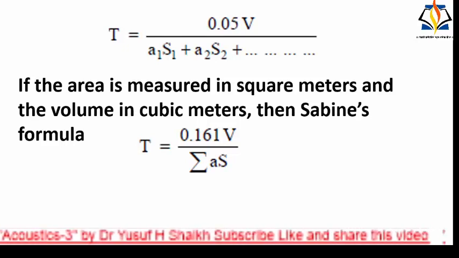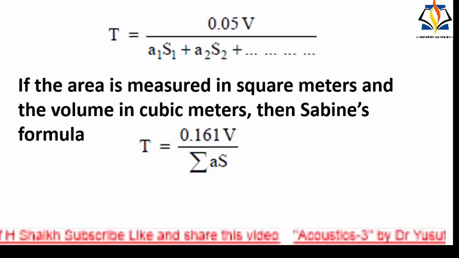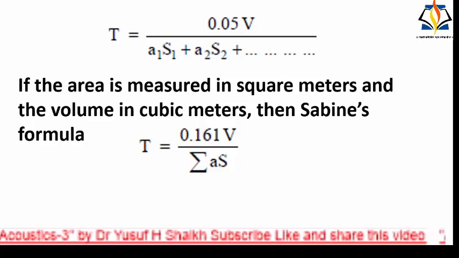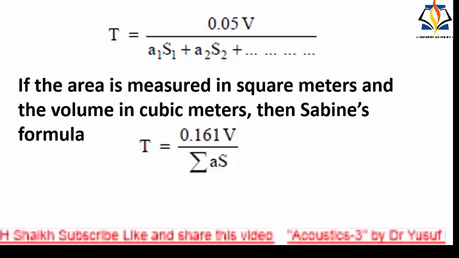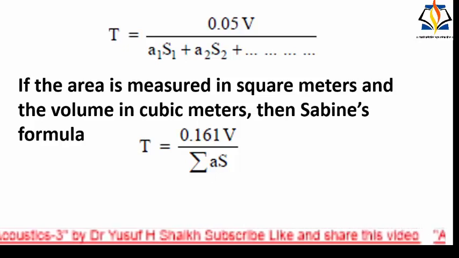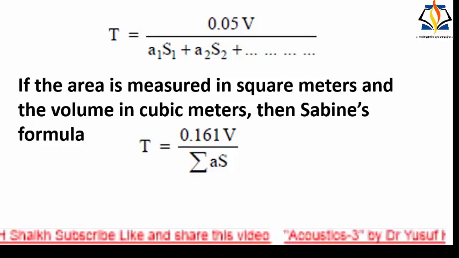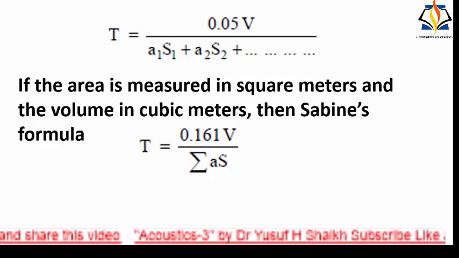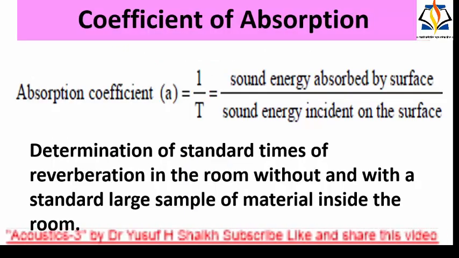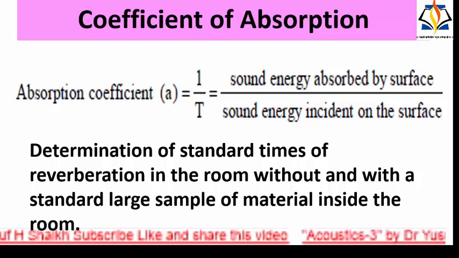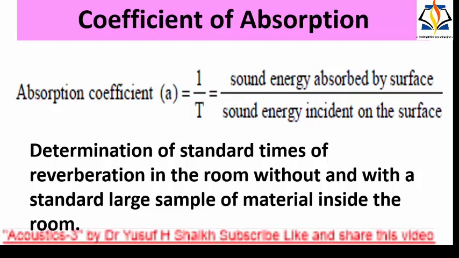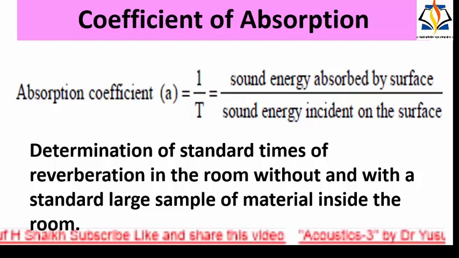If the area is measured in square meters and the volume in cubic meters, then Sabine's formula can also be written as T is equal to 0.161 V upon summation A S. Coefficient of absorption: absorption coefficient A is equal to sound energy absorbed by the surface upon sound energy incident on the surface.